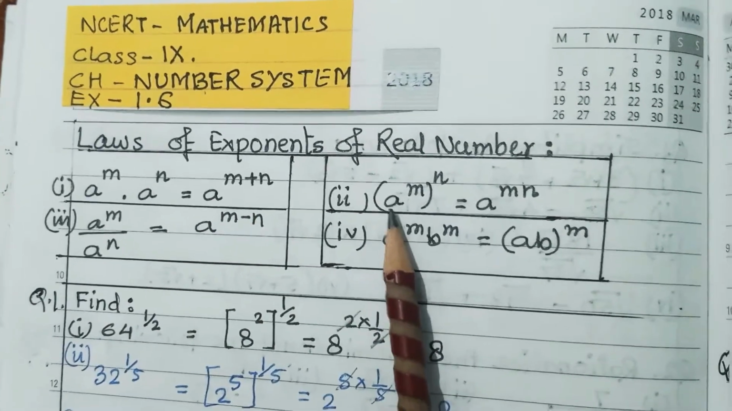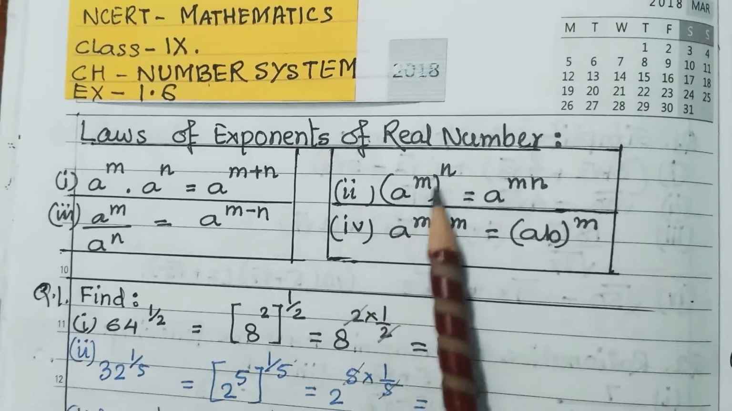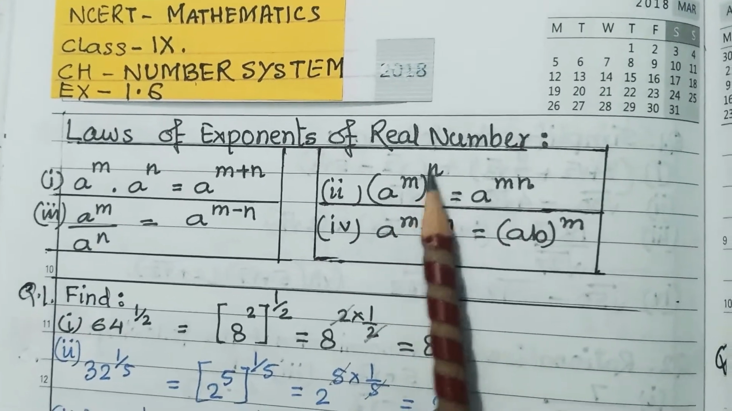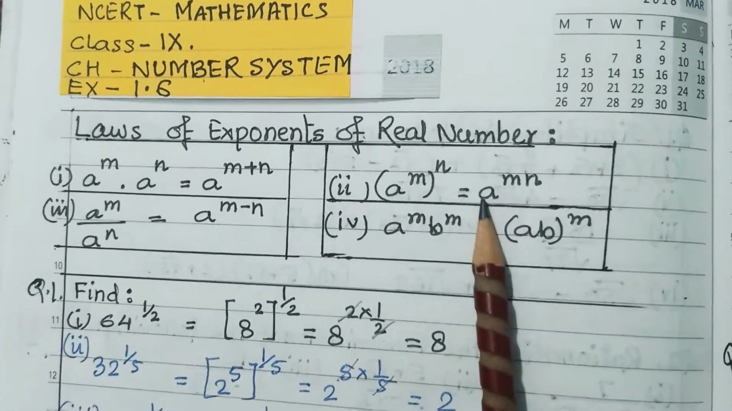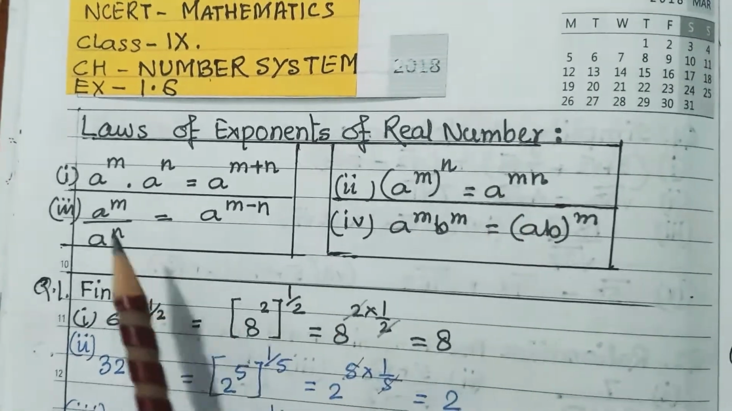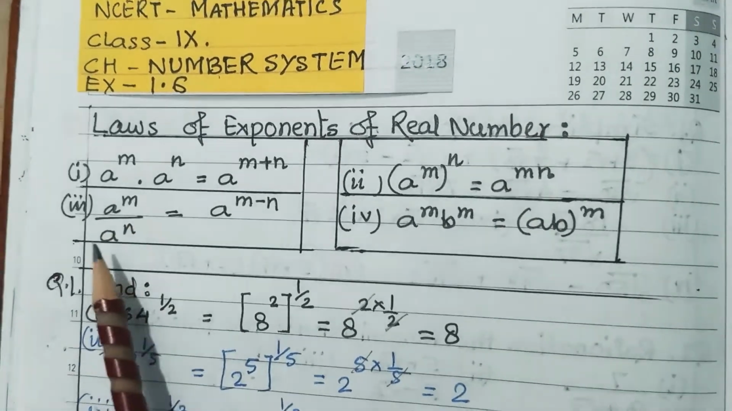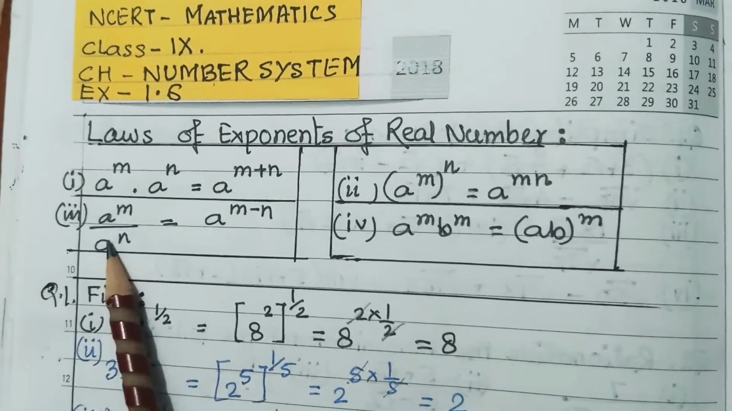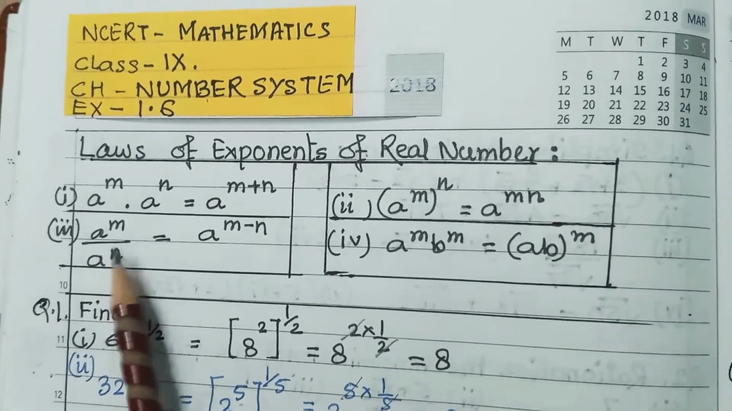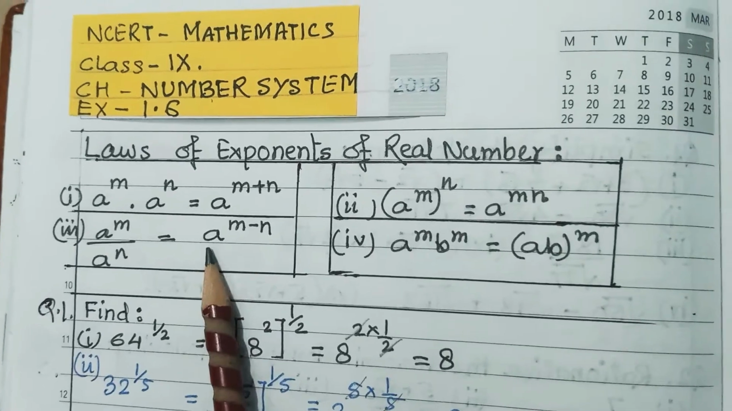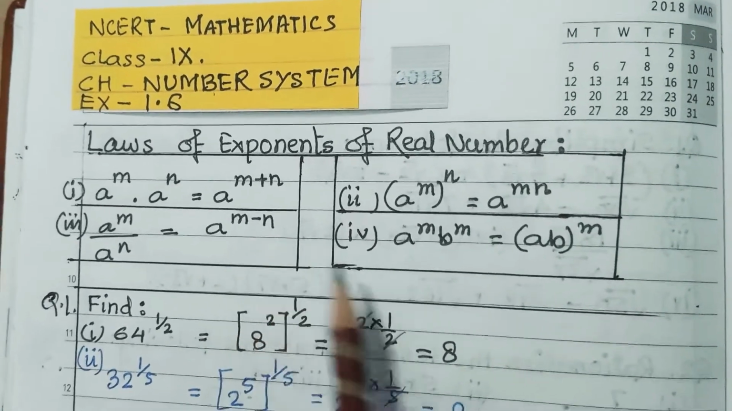Next is a to the power m, to the power n. Their powers should be multiplied, so it is a to the power m into n. Next, a to the power m upon a to the power n, divide. In division, powers should be subtracted. So it is a to the power m minus n.